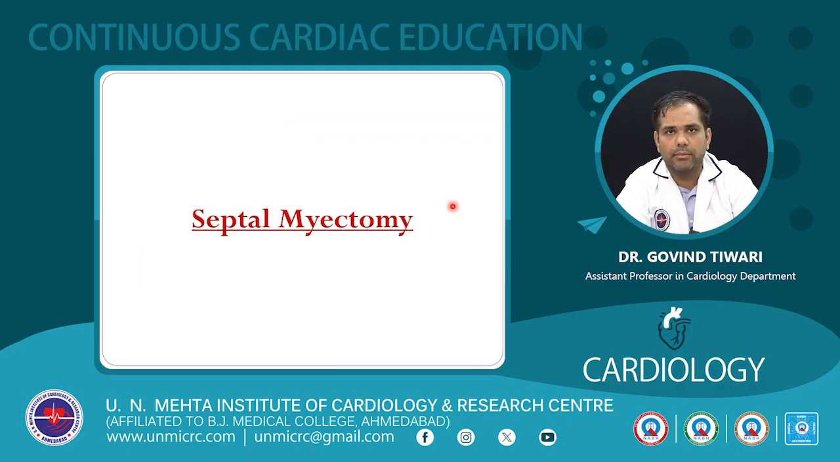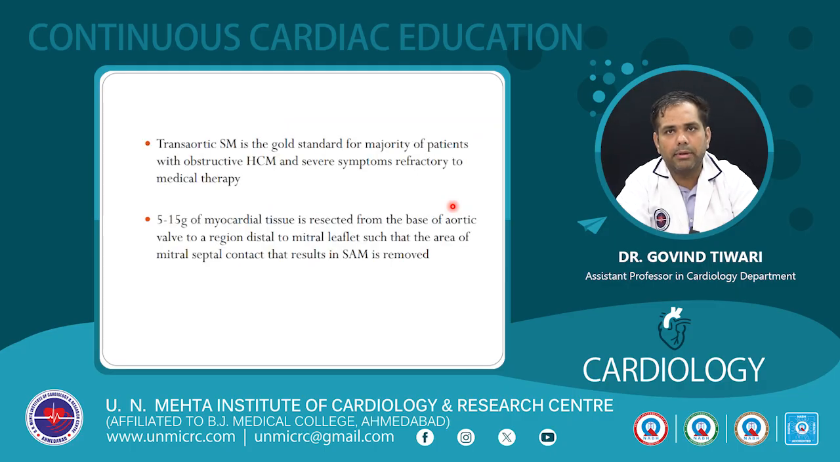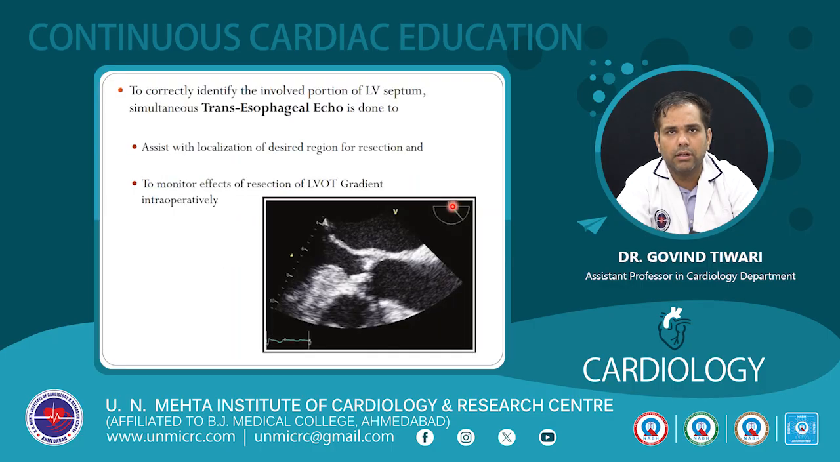Second is septal myomectomy. Transaortic septal myomectomy is the gold standard for the majority of patients with obstructive HCM and severe symptoms refractory to medical therapy. 5 to 15 grams of myocardial tissue is resected from the base of the aortic valve to a region distal to the mitral leaflet such that the area of mitral septal contact that results in SAM is removed. To correctly identify the involved portions of the LV septum, you have to take help of transesophageal echocardiography that assists with location of the desired region for resection and to monitor effects of resection on LVOT gradient intraoperatively.